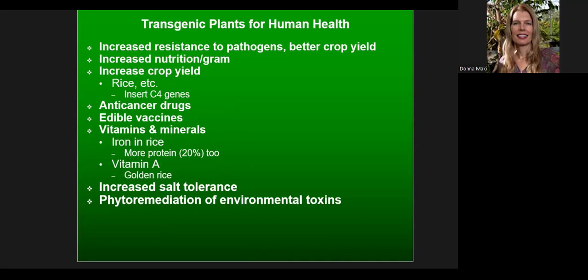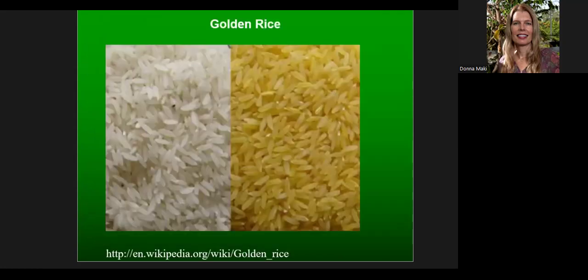In fact, there's a lot of really good research going on in India with growing plants in rivers. And then also in polluted areas that require remediation, they use aquatic plants that just soak up the pollution. So there's a lot of good ideas there. Here's a picture of golden rice. So this has been beefed up with vitamin A.